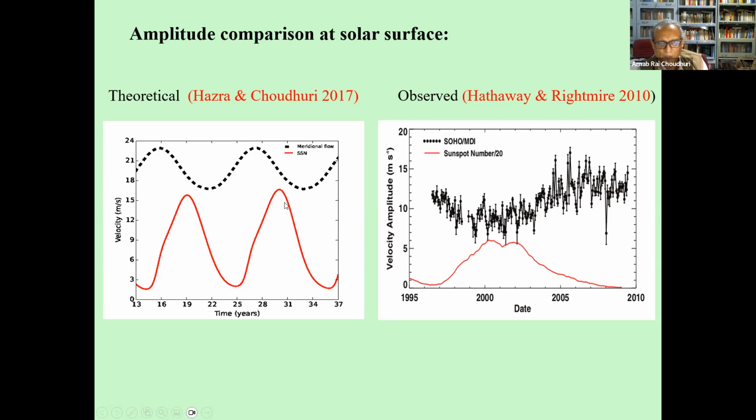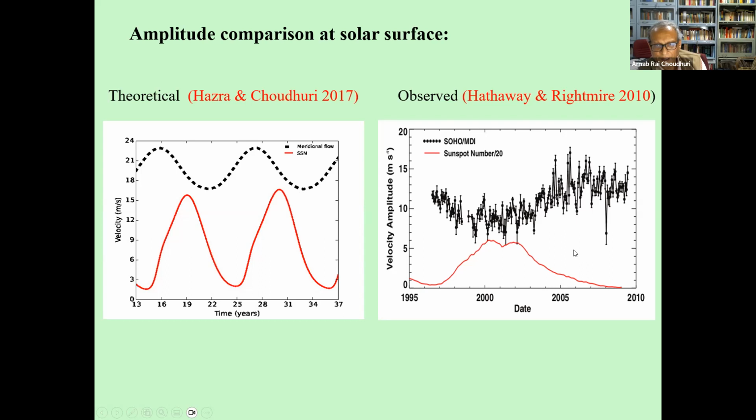So you have to compare this with the observational data, and you see that in the observational data, there is no phase difference between this dip in the meridional circulation and the peak of the sunspot number, whereas in our theoretical model, there is a small phase difference which we were not able to make disappear. Anyway, our model gives a correct picture of this observational data.